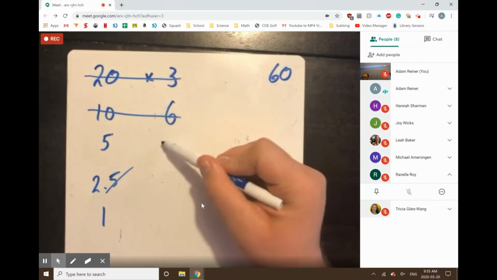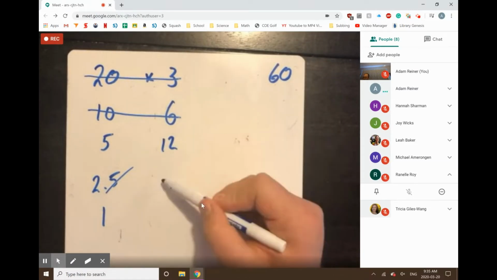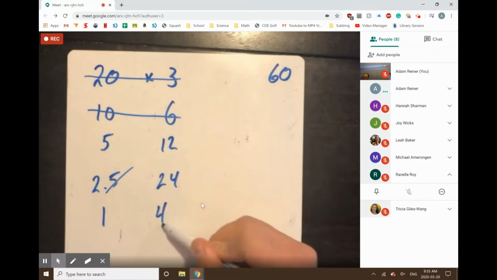6 times 2 is 12, not 10. 12 times 2 is 24. And then 24 times 2 is 48. Here we go. Now we're rolling.